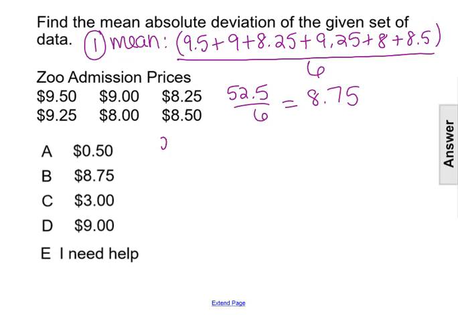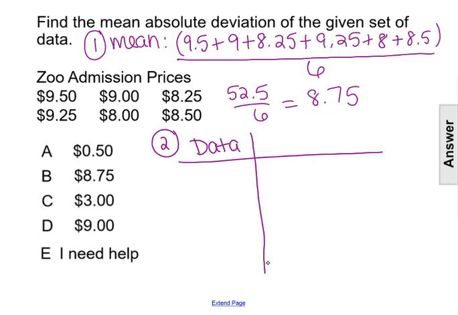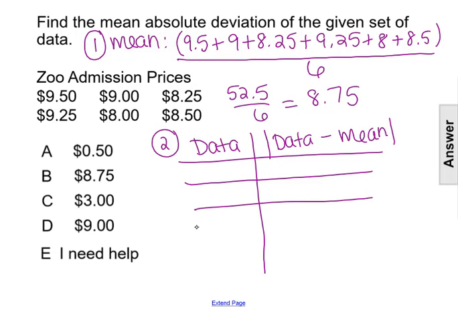The second step is to create a table that takes one column as our data points. The other column is then going to be the absolute value of the data point minus the mean. So we have 6 rows because we need one for each data point.